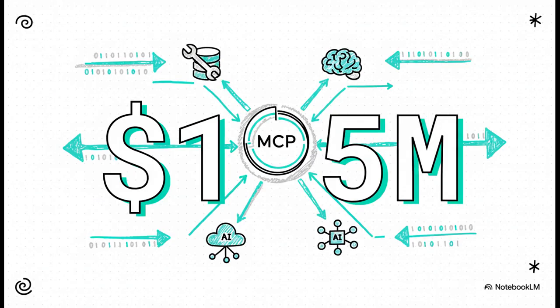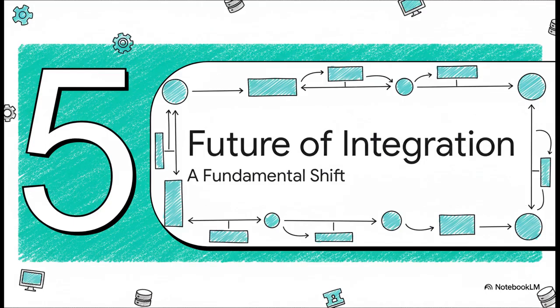So what about the bottom line? The money? Well, another case study reported saving $1.5 million annually, just in development costs. By ripping out that tangled web of custom integrations and replacing it all with MCP, they slashed their maintenance overhead and, more importantly, freed up their engineers to actually build new things. That's the real-world return on investment of a good standard. When you put all this together, it's pretty clear this points to a fundamental shift in how we're all going to build AI software. We are moving away from a world of complicated, custom plumbing, and we're heading towards a future of standardized, plug-and-play integrations.